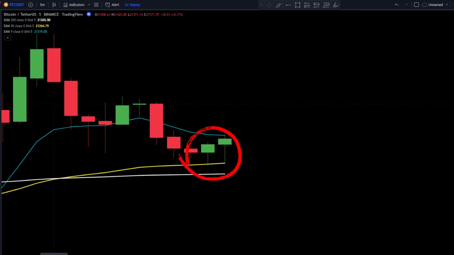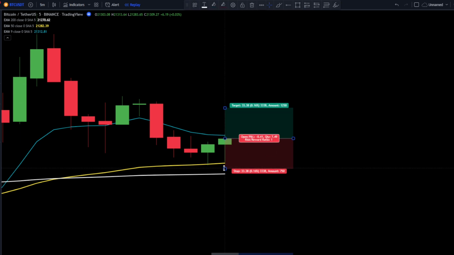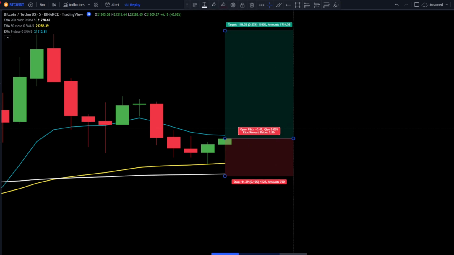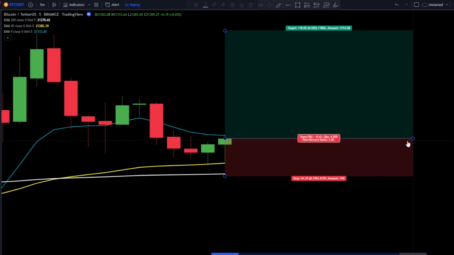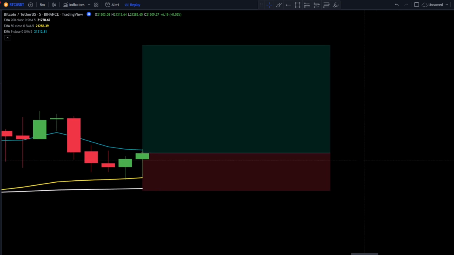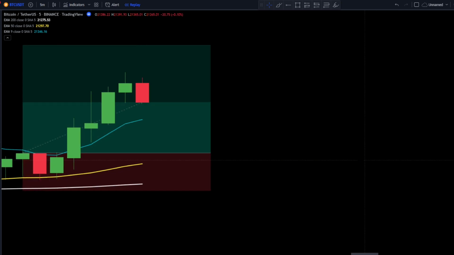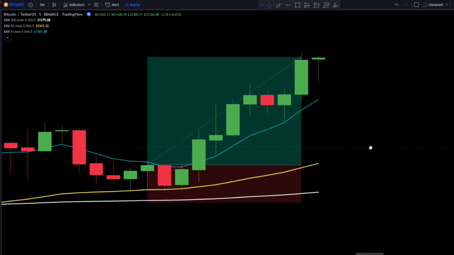Here, price bounced and we enter a buy position. Why? Because the blue and yellow line are still above the white, indicating a strong uptrend. For the stop loss, we aim slightly below the EMA 200, which is the white line. Take profit should be between 1 to 1 and 3 to 1. This one ended in a win.